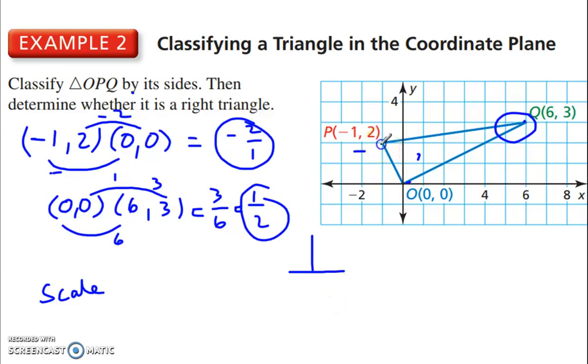You could have also seen that from the graph, down 2 over 1 or up 1 over 2. Okay, so they're perpendicular. That means this is a right angle right here. And so that is a right triangle.